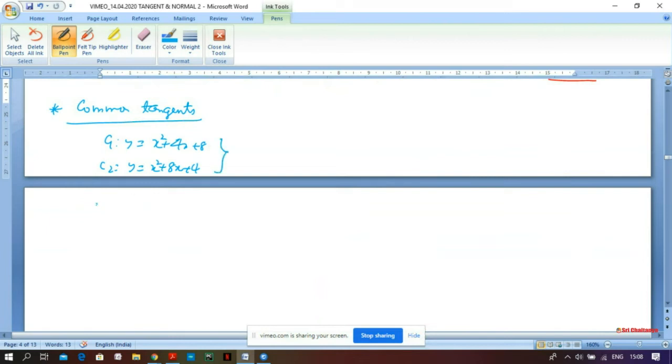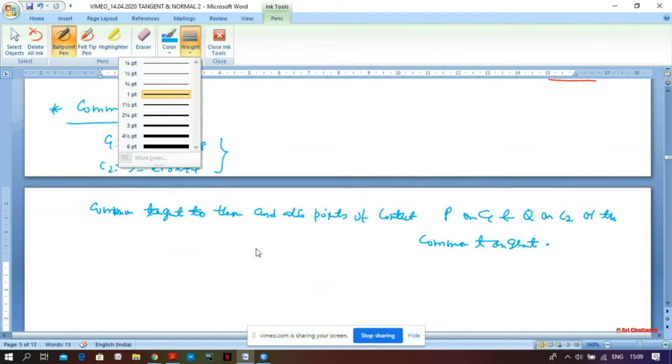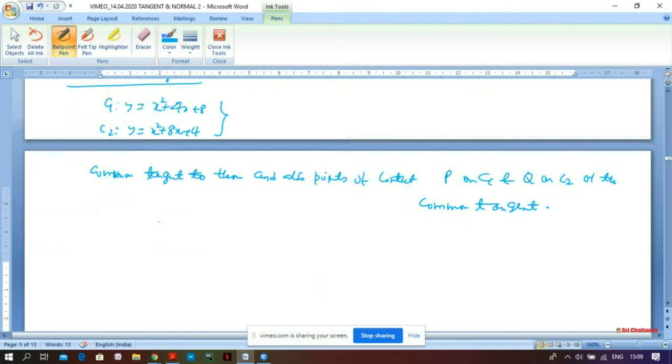I want to find the common tangent to them, and also the points of contact P on C1 and Q on C2 of the common tangent. So I want both these things. So how to start? I'll say that okay, there is a line which is a common tangent.